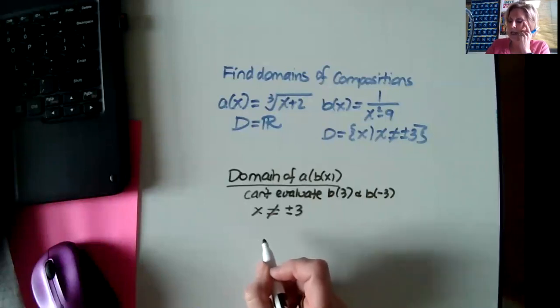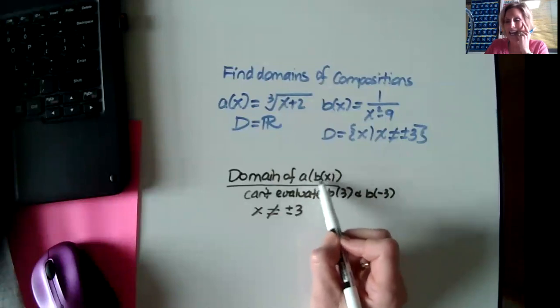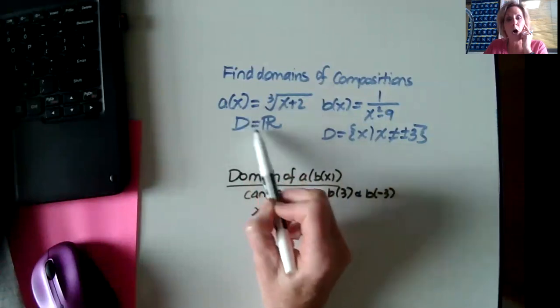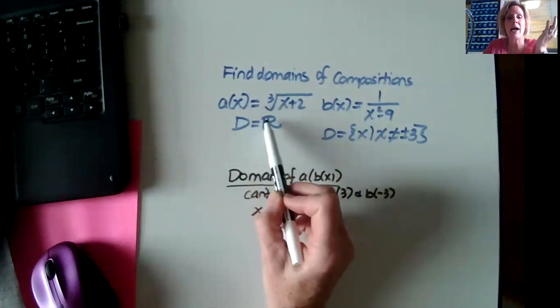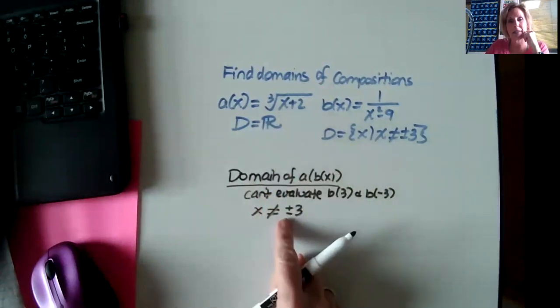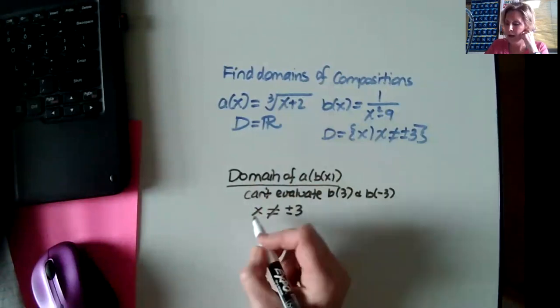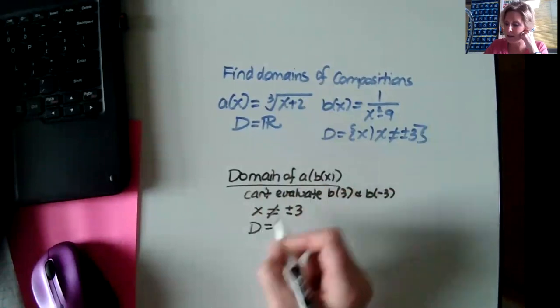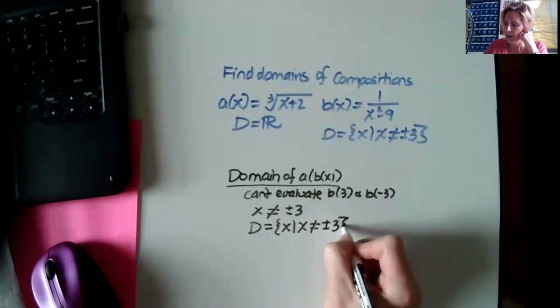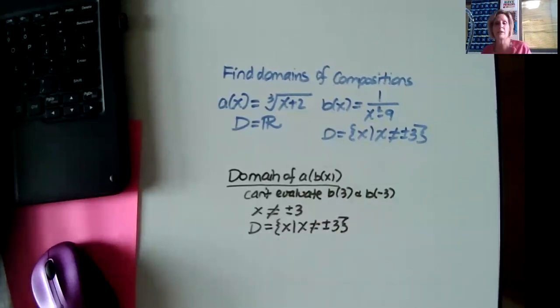But now I have to ask, is there anything that I'm going to get from my b of x answers that I then can't plug into a of x? Well, a of x accepts all input values. So no, anything I get as a b of x answer could then be plugged into a of x. So the only hang-up is that I can't start by plugging in 3 and negative 3. So my domain for a of b of x actually matches my domain for b of x. The interior function created the only reason that I had to restrict my overall domain.